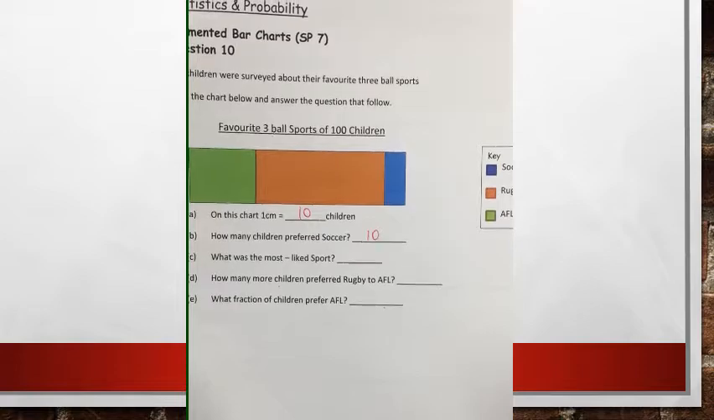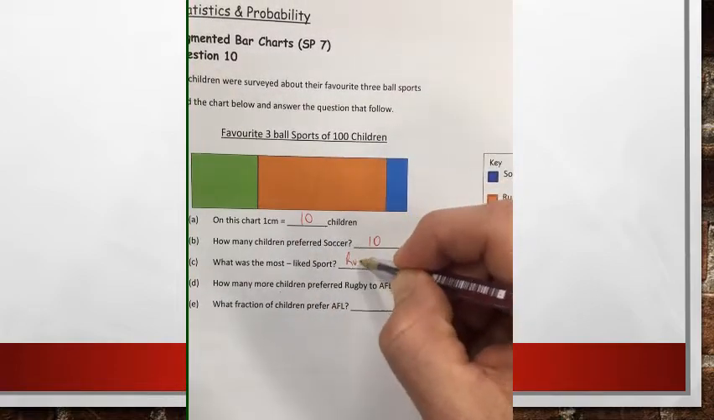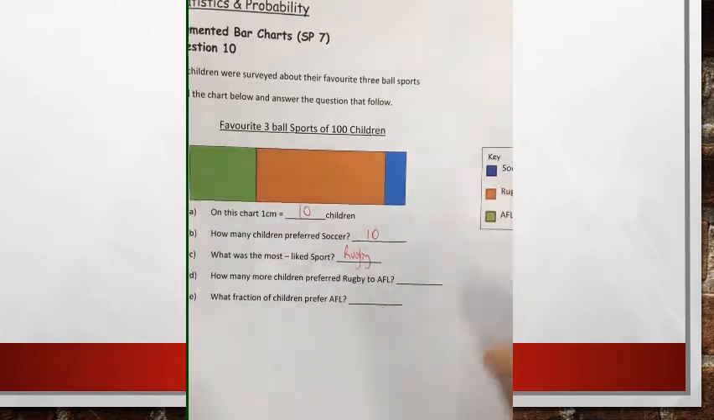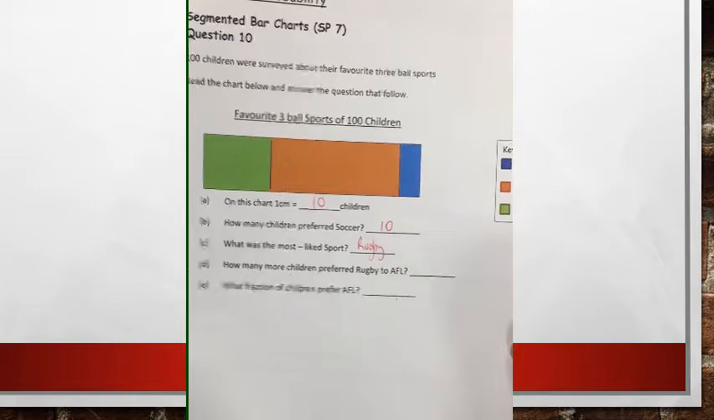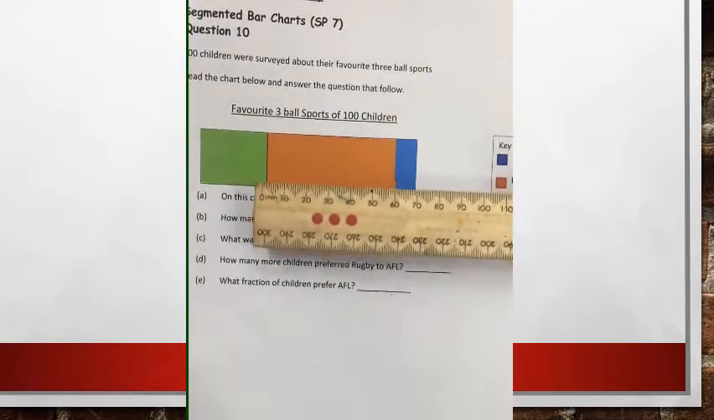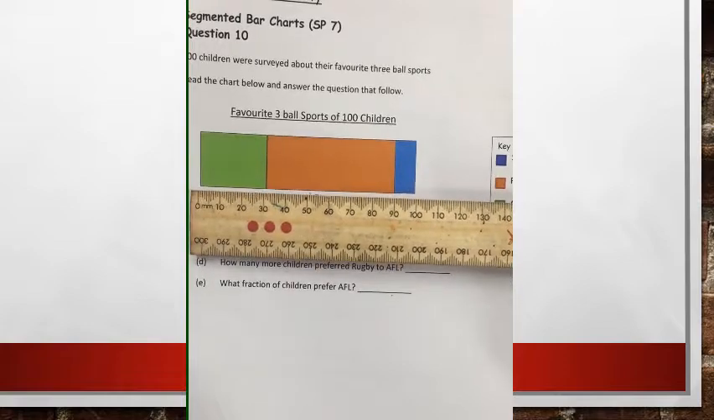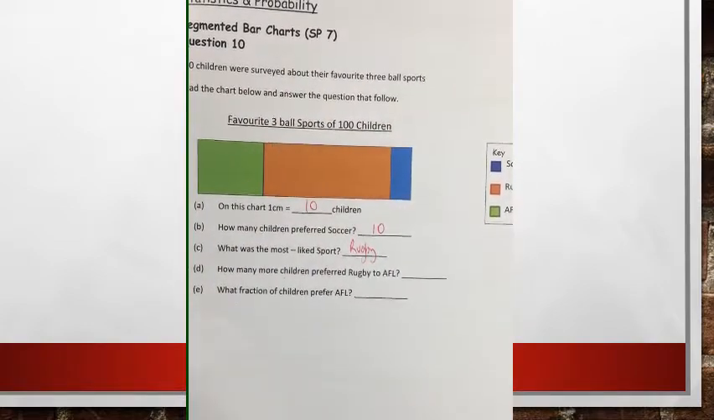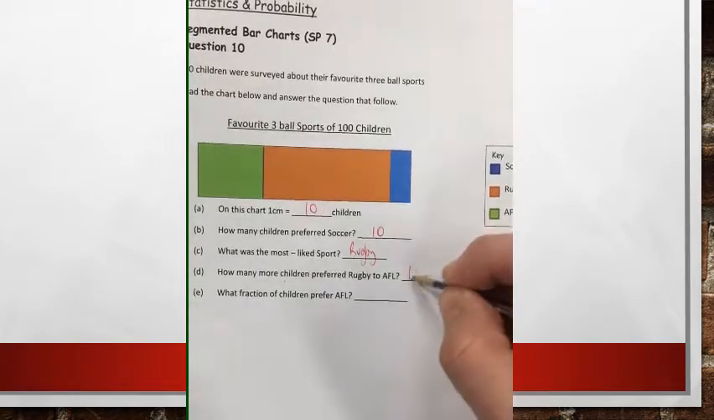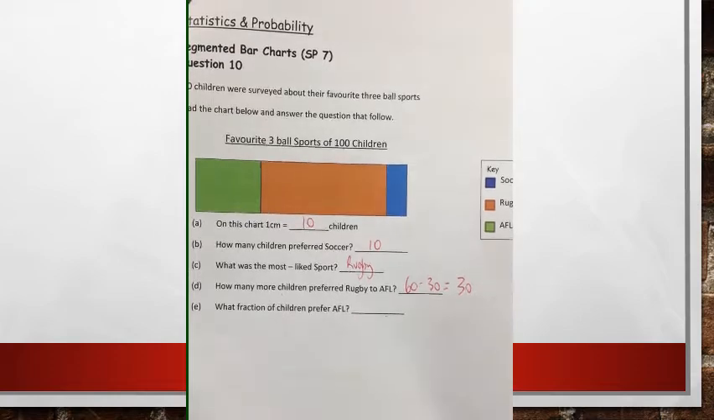What was the most liked sport? Well, it's the biggest area. So that would have to be orange, which is rugby. And how many more children prefer rugby to AFL? Well, we need to find out. So we need to look straight away, measure it up. So we've now got 6 centimetres and 3 centimetres. So 6 times 10 is 60. 3 times 10 is 30. 60, take away 30, because we're looking at differences, would make 30 students.